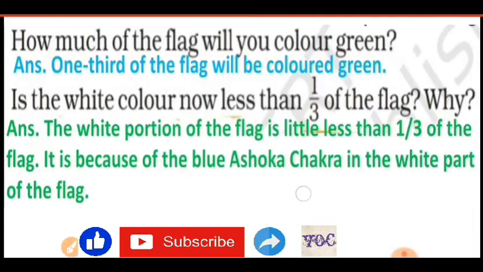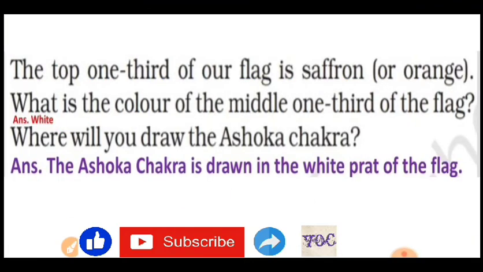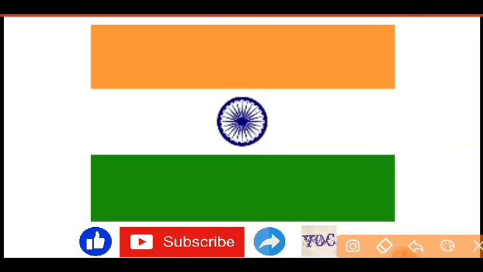Next, question number 3. How much of the flag will you color green? That's very easy again. How much will you color green? That is 1/3.